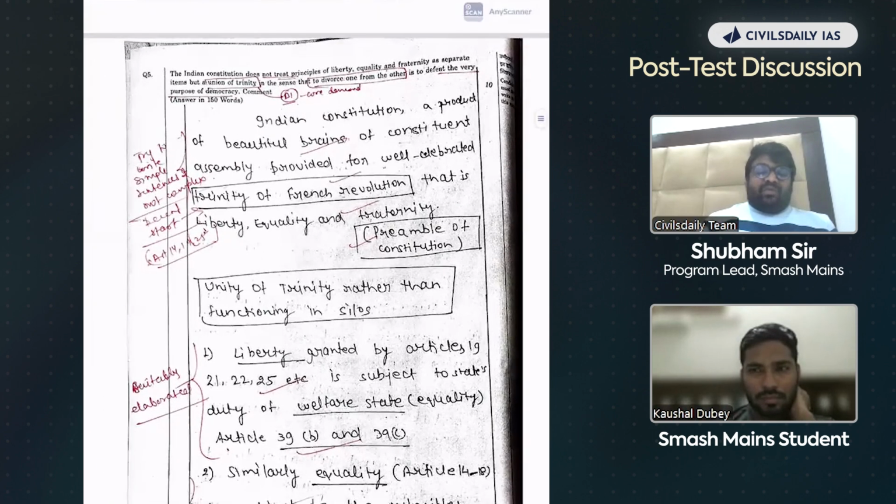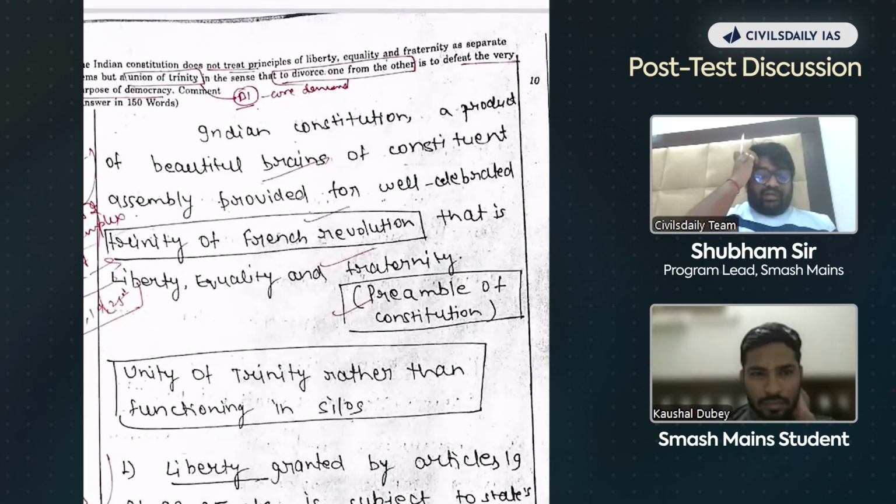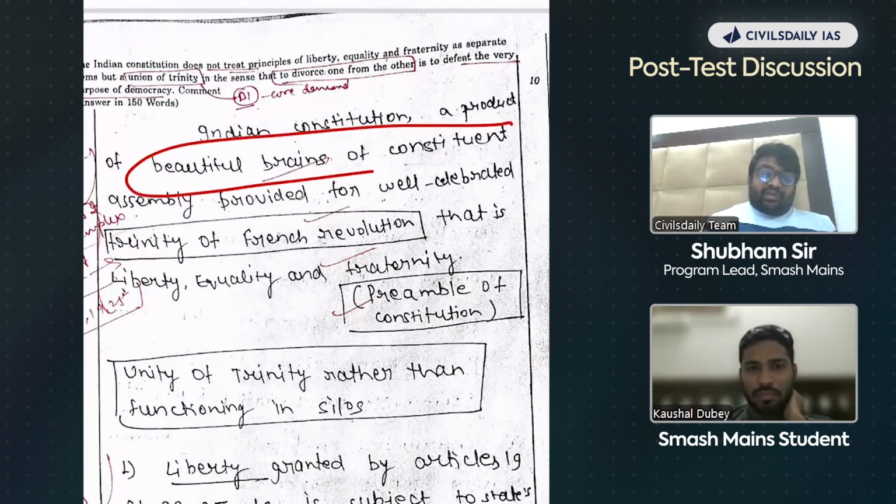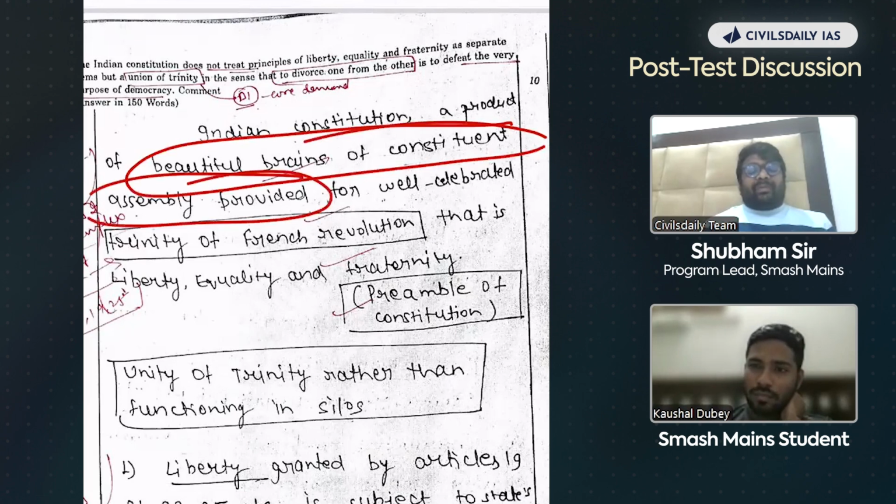Again, avoid the articulative language that never fetches you any marks. Your content and the content richness provide the marks, not the literary richness. ठीक है, the beautiful minds of the constituent assembly. जब आपके पास कंटेंट नहीं होगा तब you go for this.